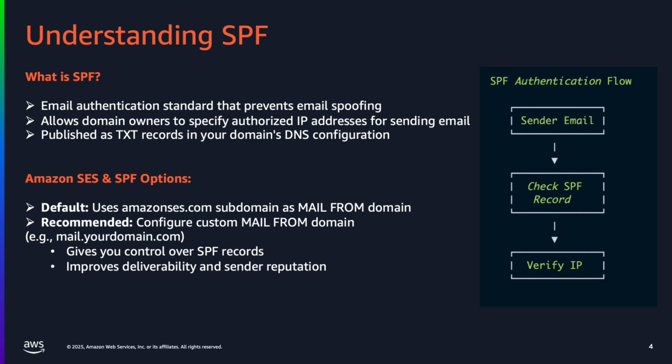Amazon SES automatically uses a subdomain of amazonses.com as the mail from domain. You can also configure a custom mail from domain with SPF. It's a SES feature that allows you to use a subdomain of a domain that you own, like mail.yourdomain.com, instead of the default Amazon SES domain for the mail from address in your emails.